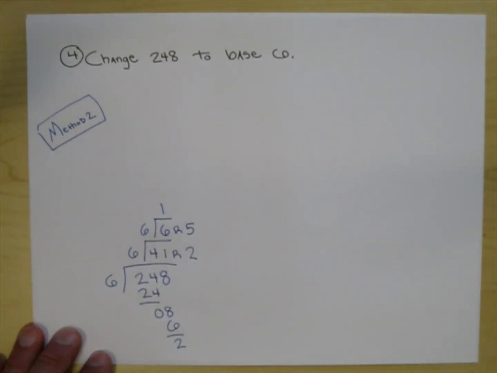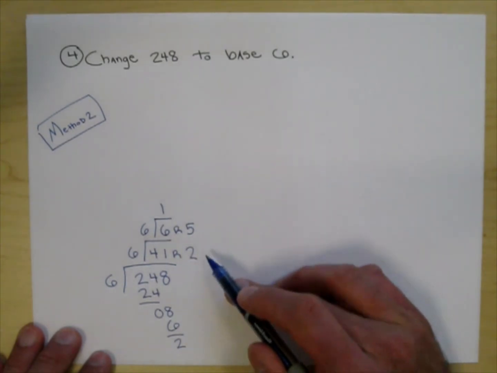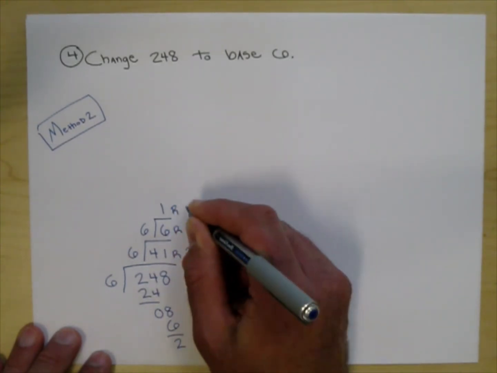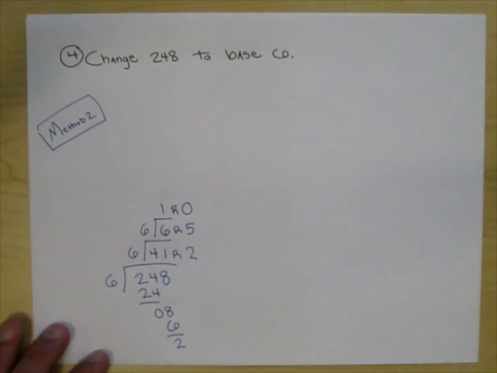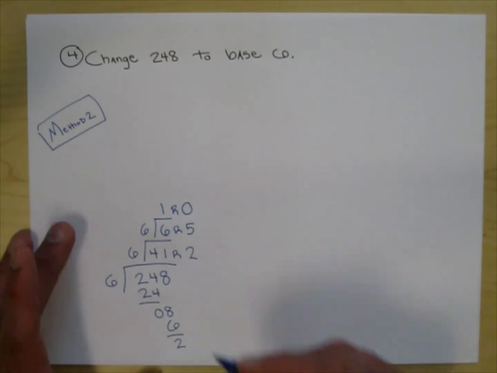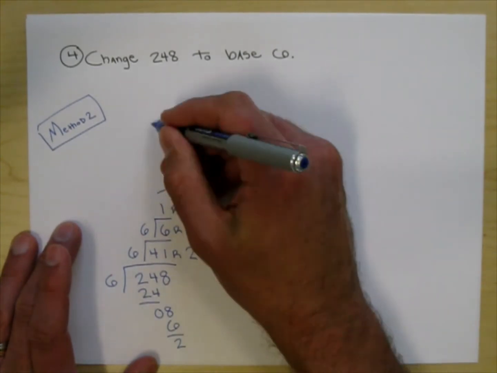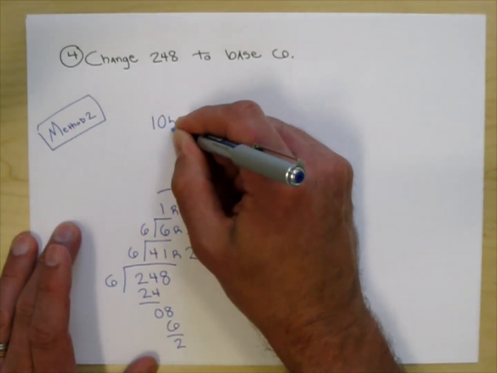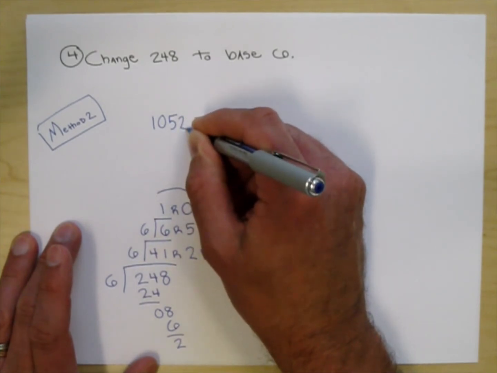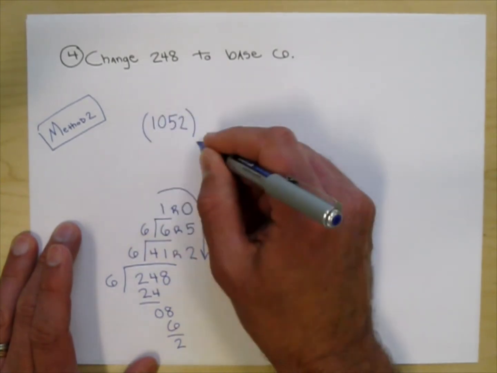And here's the mistake people make on the test. They go, oh, the answer is 152. But you forgot to put the remainder. Remainder 0. So if the remainder is 0, it's essential that you put it. So my answer then is 1052. 1052. This is base 6.